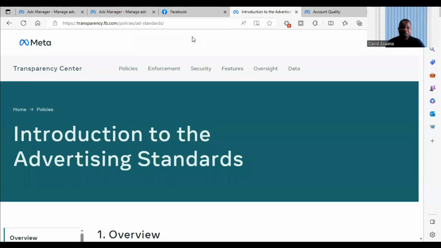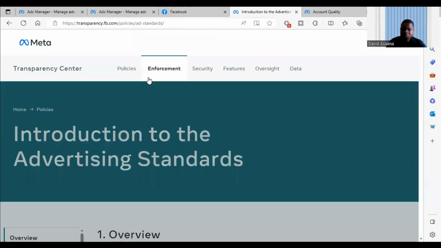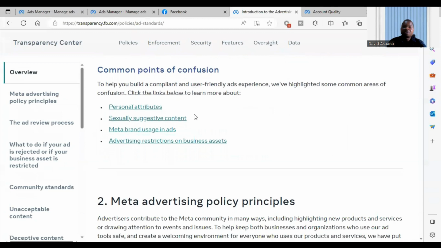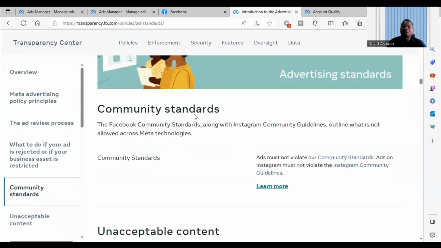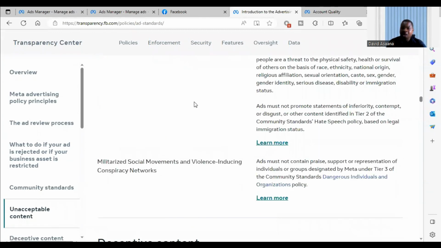Now, if you come to this URL, transparency.fb.com/policies/ad-standards, this is a place where you can have a full overview of all the Facebook advertising restrictions, the advertising policies. This is a place where you can get a full analysis, in fact, the full details of the policies.